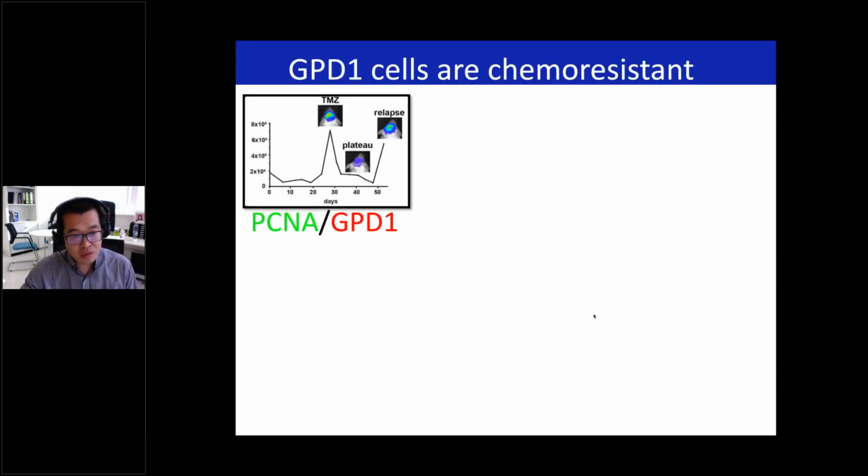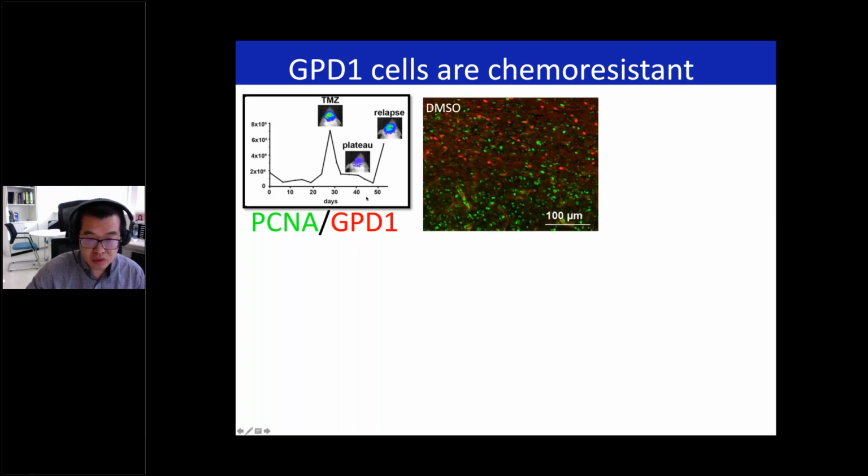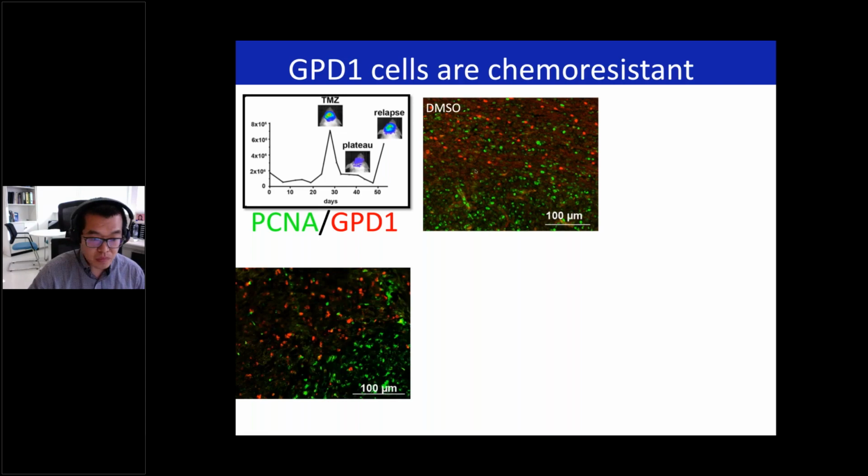So again, we apply temozolomide to this mouse model I described. You see a clear difference, right? The tumor will shrink and then go back. And then we decided to use these different stages to really analyze GPT-1 cells in this model, co-staining GPT-1 with the proliferation marker PCNA. This is the DMSO control, showing that these don't really co-label, right? And during temozolomide treatment, the tumor is shrinking, so we also don't see these cells dividing.